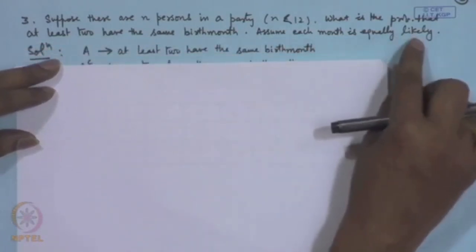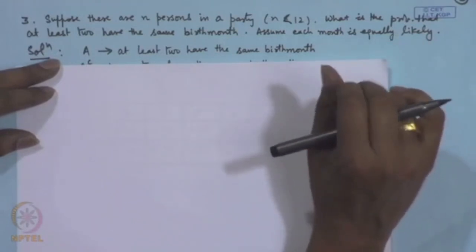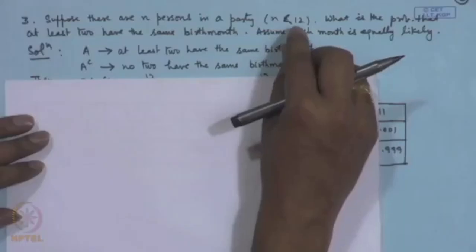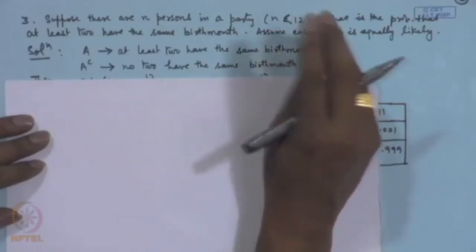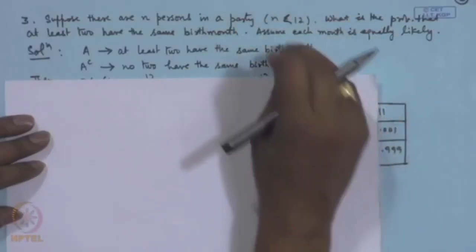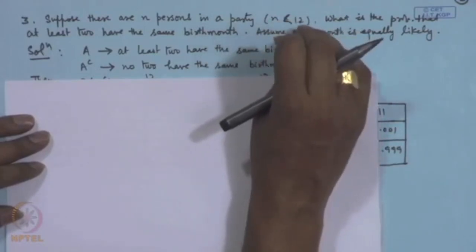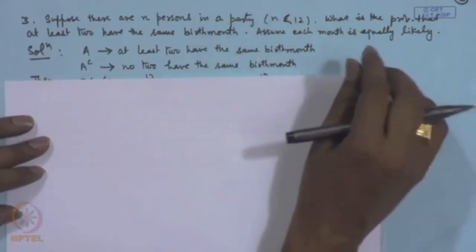Now, equally likely means that we assume that each person has the same probability of being born in a given month. Although theoretically speaking it need not be true because the number of days in a month is different, but we make this assumption for convenience here in this problem. So, if there are say 13 persons, then certainly 2 of them will have the same birth month. So, here we are taking the number of persons to be less than 12.